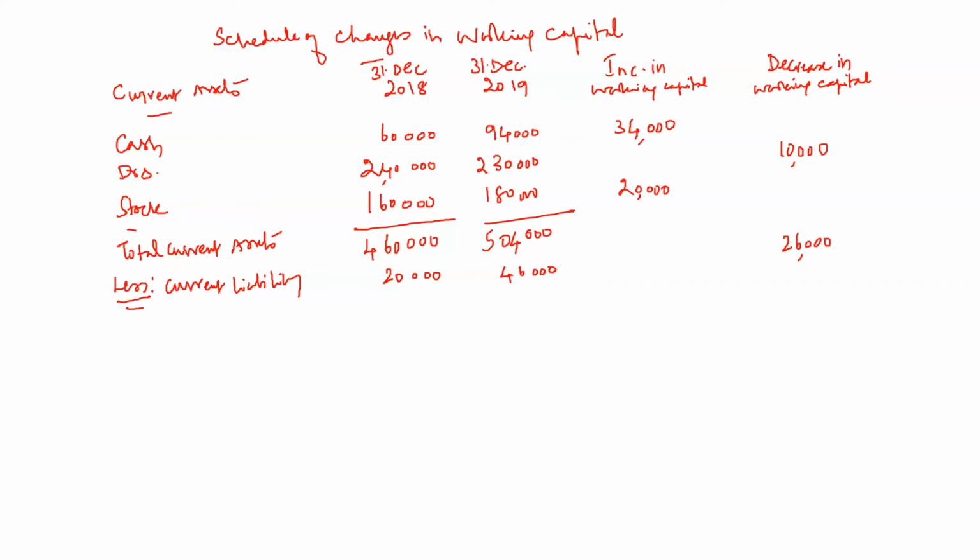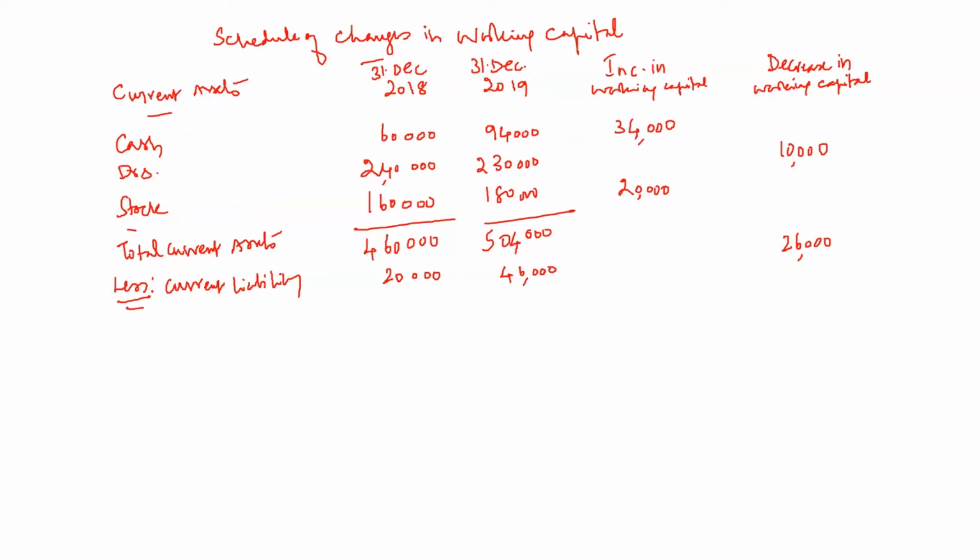So your working capital requirement would be less because of the amount of credit that you enjoy from your suppliers, your requirement of working capital would decrease. So that is why it is shown on the decrease column.